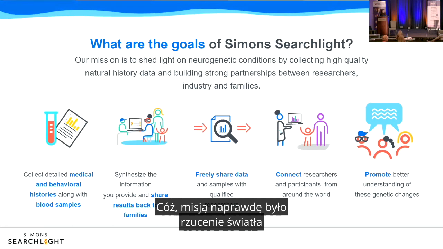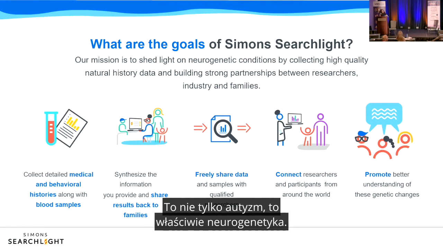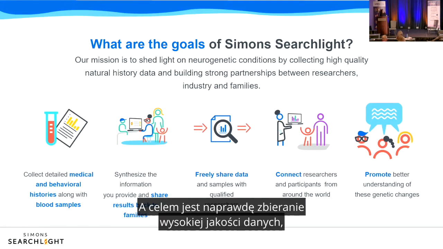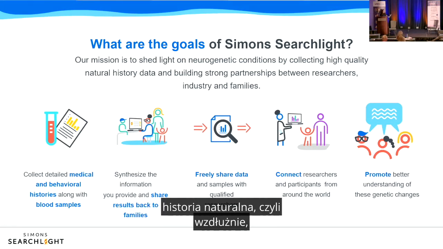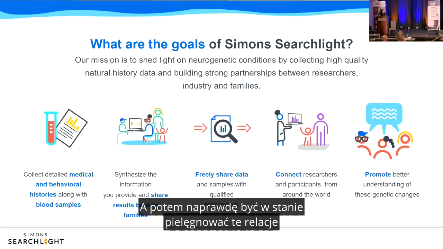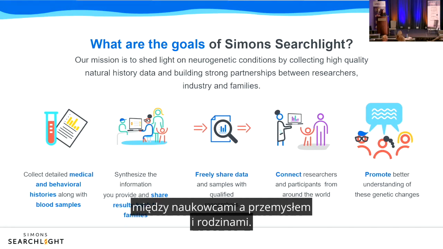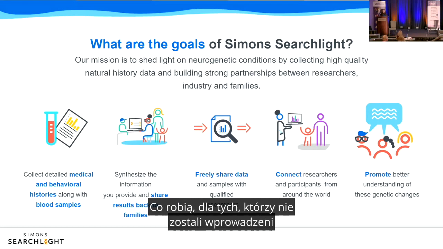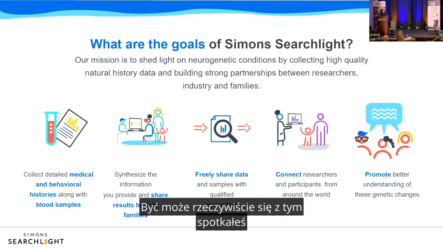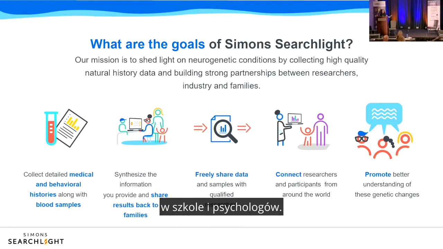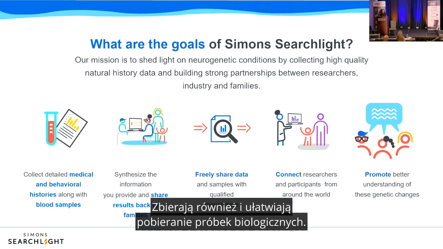What are the goals of Simons Searchlight? Well, the mission really has been to shed light on neurogenetic disorders. It's not autism only, it's actually neurogenetic. So it's genes first. And the goal is really to collect high quality natural history data, meaning longitudinally, and then foster those relationships between the researchers, industries and families. What they do is collect detailed medical information and behavioral histories from validated measures that maybe you've encountered at school and with psychologists. They also collect and facilitate biospecimen collection.